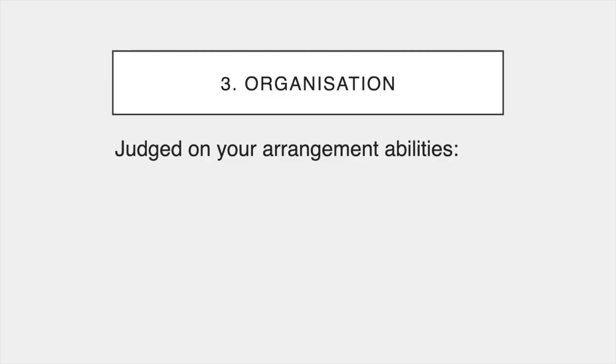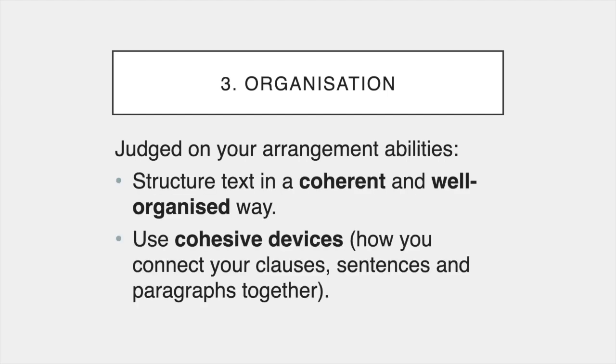Subscale 3, Organization. Now in this subscale, you are judged on your arrangement abilities. So structure your text in a coherent and well-organized way. Use cohesive devices. Now these are tools that you can use to maintain the flow of your sentences. They help smoothly merge one paragraph into another and clearly tie clauses together.